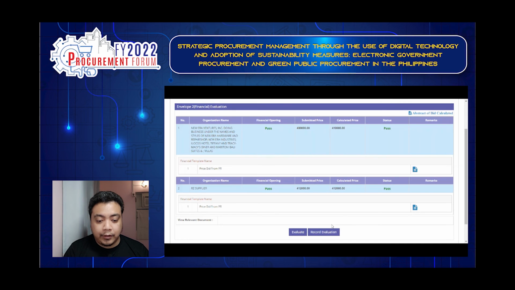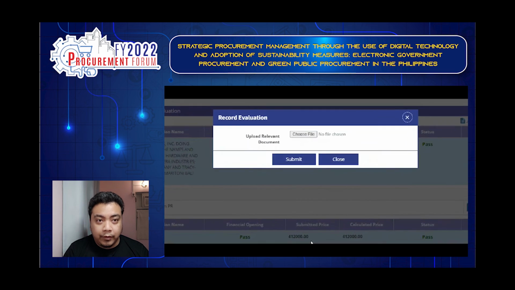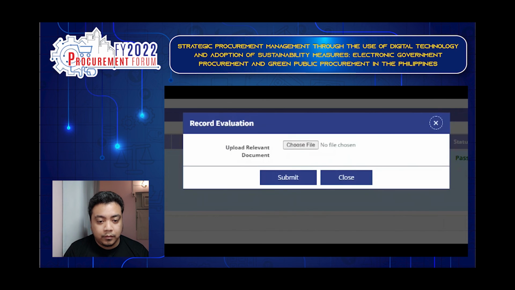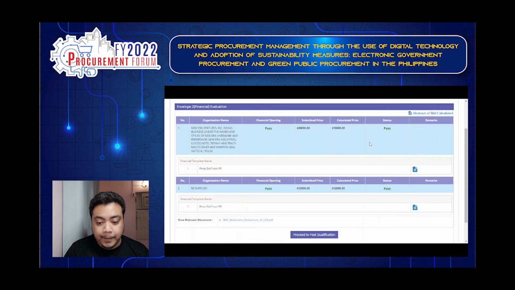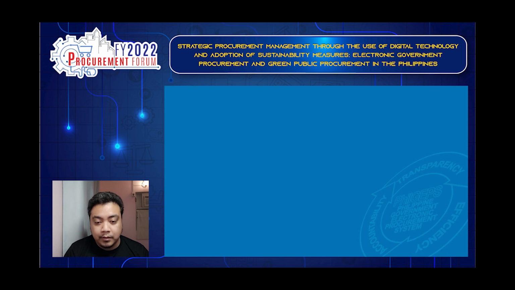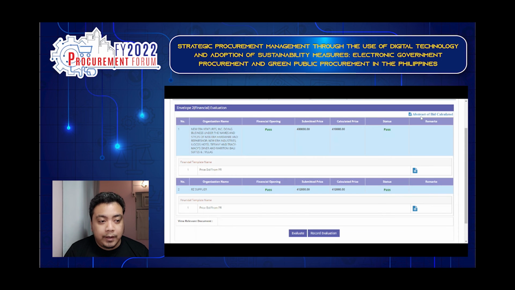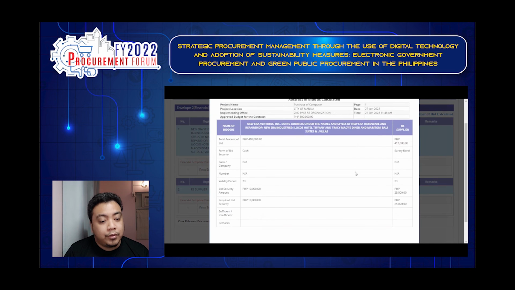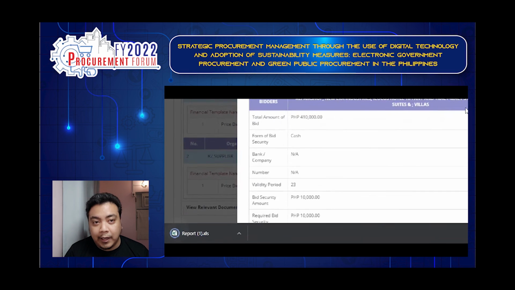And then record the financial evaluation. So by there, click the record evaluation, and then upload relevant documents. Then ito yung BAC resolution ay upload natin for the LCB. So next, yung generate abstract of bid as calculated. So by there, just click the abstract of bid calculated. So ito na yung abstract of bid natin as calculated. Then you can export to Excel if kailangan.